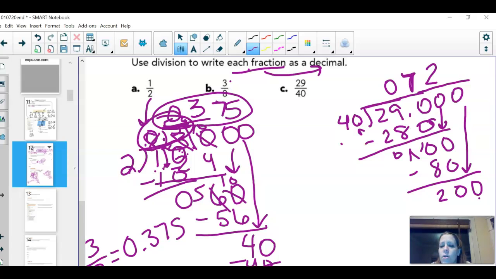And that's 5. 5 times 4 is 20, and a 0, so that's 200.